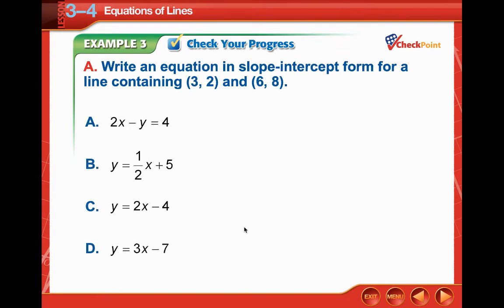All right. Check your progress. Why don't you guys take a second, see if you can solve this one on your own. I'm going to stop speaking for 5 to 10 seconds. Why don't you try and pause this and see if you can solve it.